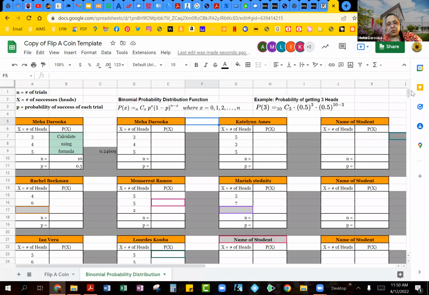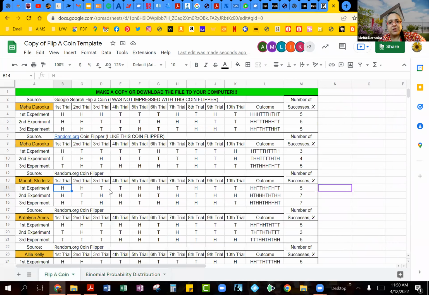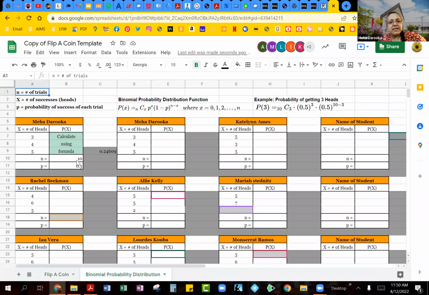Okay, so now let's talk about once you have transferred your number of heads over, how do we calculate this? So as you can see, n represents the number of trials. So number of trials, and if you look back on the first page, you will see we did 3 experiments, but each experiment had 10 trials, right? So your number of trials is basically in each experiment, how many times did you perform the actual activity? And that was 10 times. So that's where this n equals 10 is coming from. So that's going to be our number of trials. So don't count it as 30 because it's 3 separate experiments you did, but each experiment had 10 trials.